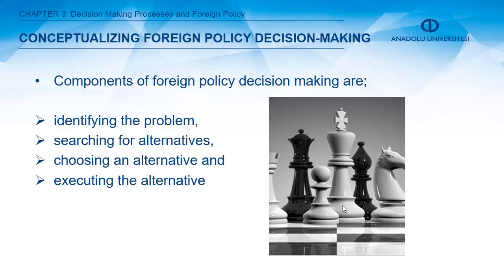And after identifying the problem, you have to find alternatives. Which way to follow? What ways do I have? Searching for alternatives is a very important phase of the decision-making process. But after determining your alternatives, you have to choose among them. And if you are a decision maker, you have to choose the best choice. After choosing the alternative, you have to execute the alternative. This means implement the policy.